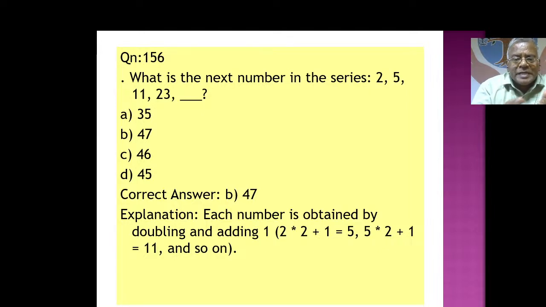Each number is obtained by doubling first and then adding 1. So, 5 comes from 2 into 2 plus 1. 11 comes from 5 into 2 plus 1. Likewise, 23, 11 into 2 plus 1. So, there is a pattern in how the numbers are formed here.